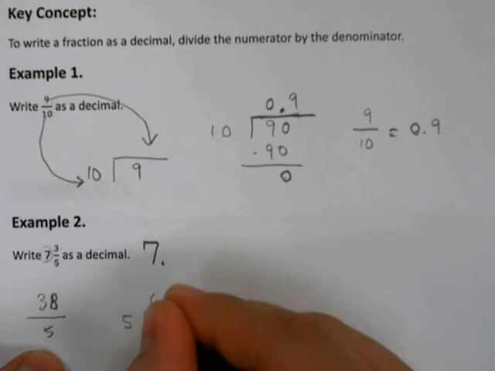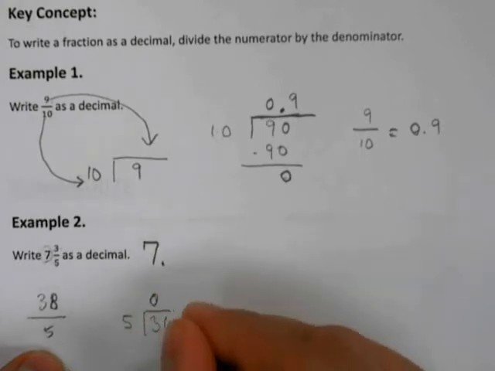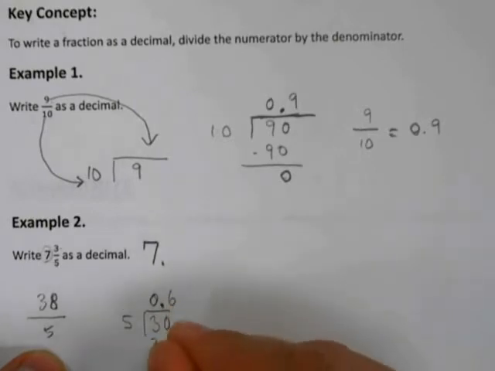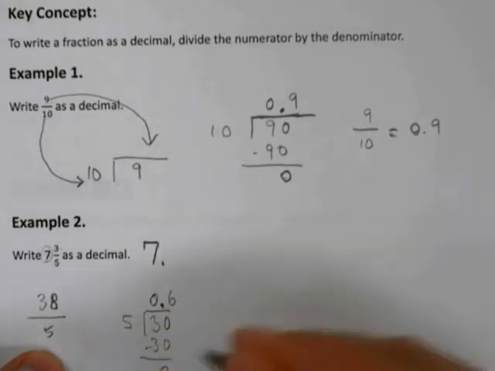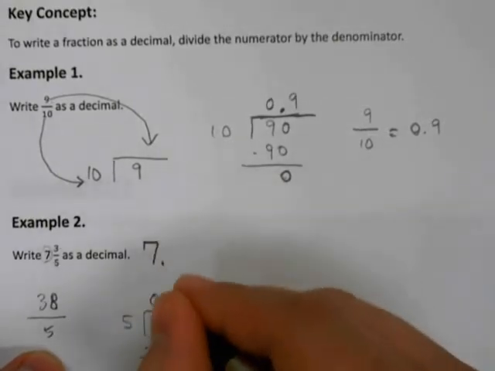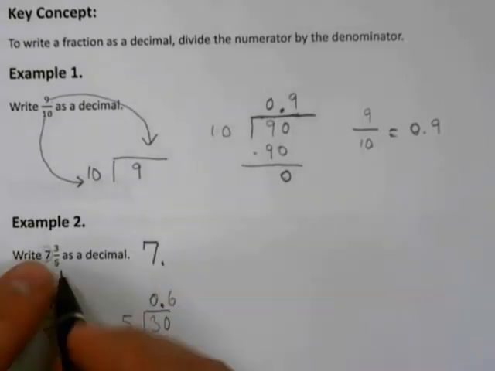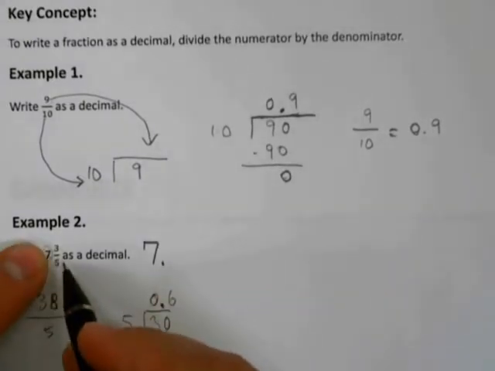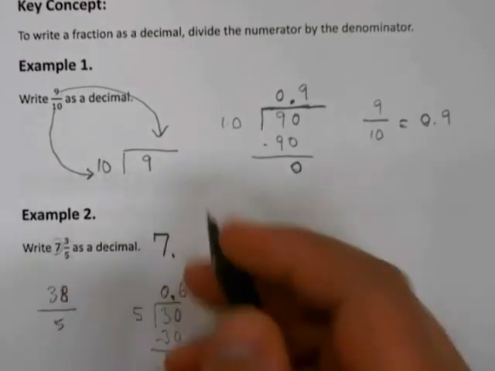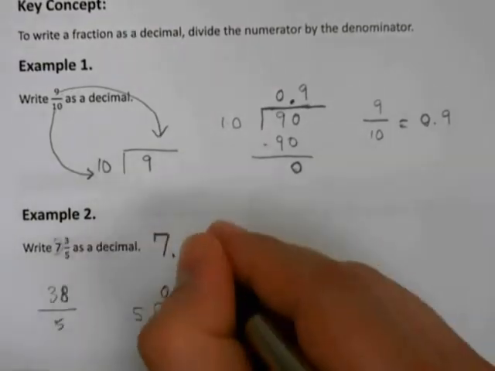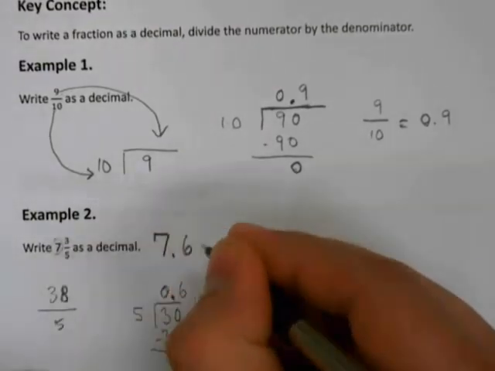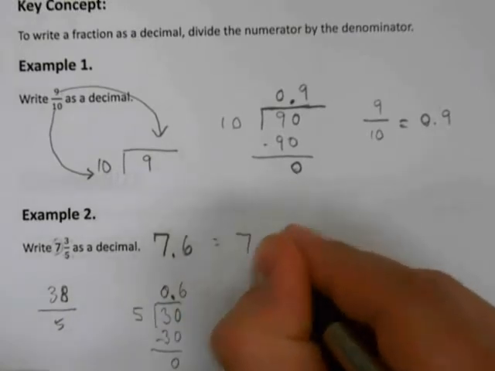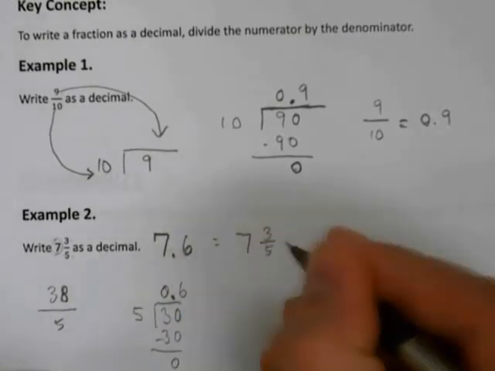5 can't go into 3, but it can go into 30, so we have to add a decimal point, and it goes in 6 times, which is 30. Subtract, we get 0, and therefore we add the 0.6 that we just found for this little fraction here, and we add that to the positive 7 of the whole number, and we get 7.6. Okay, and that's equal to 7 3/5.